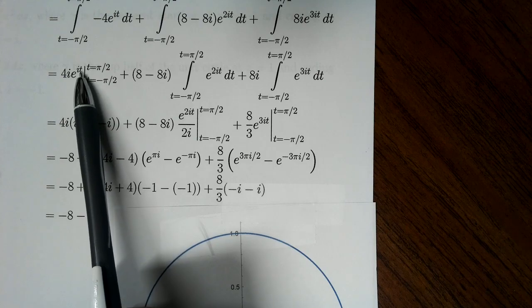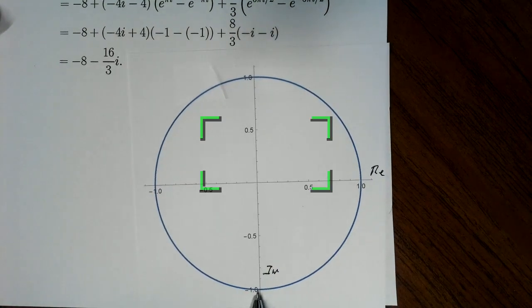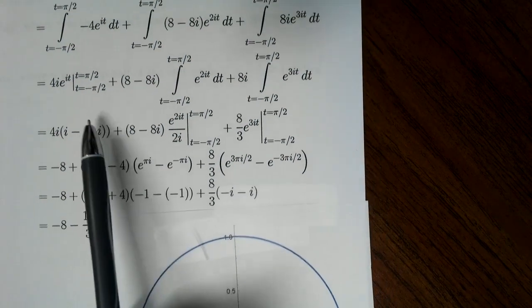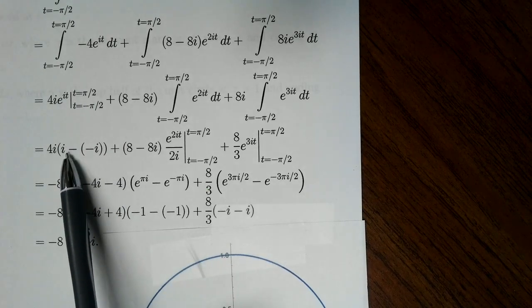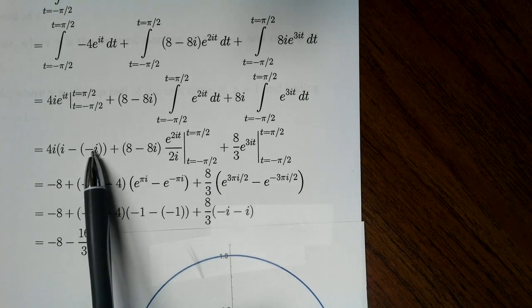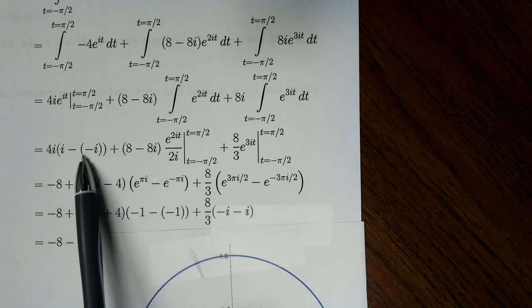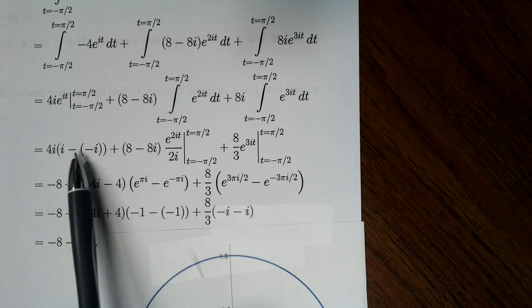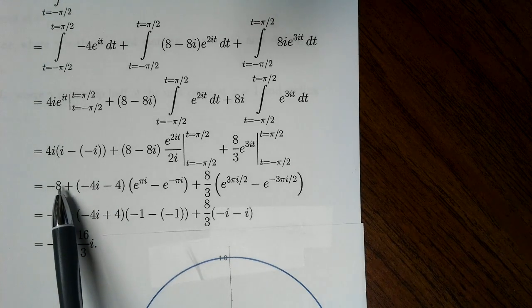When I substitute minus pi over 2 in here, I get e to the i minus pi over 2, which is down here on the unit circle. That's minus i. So the result of substituting the endpoints in here is i minus a minus i, which is going to be minus 2i. Minus 2i times 4i is minus 8.